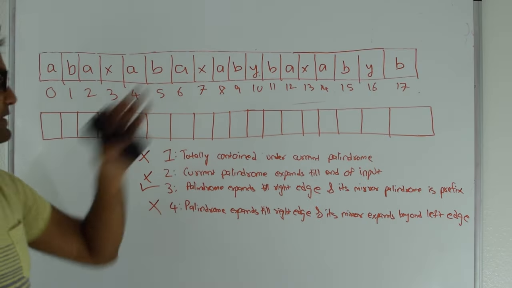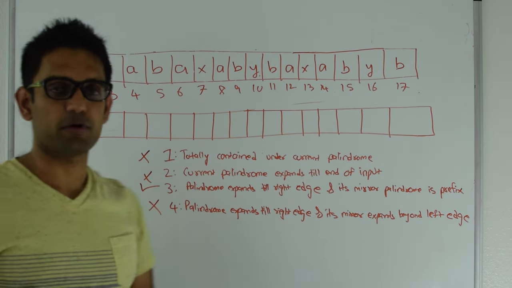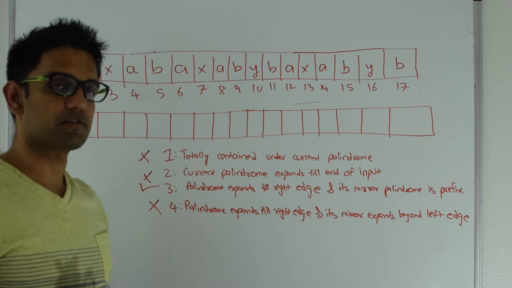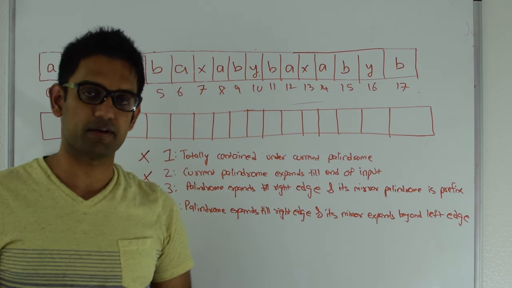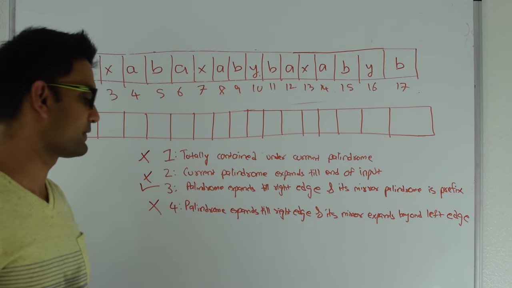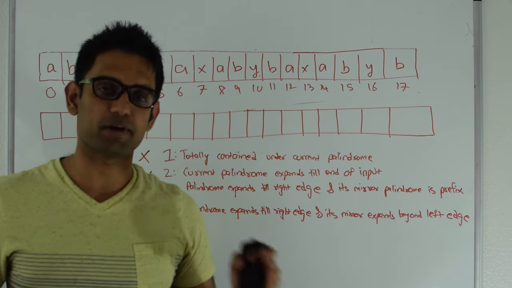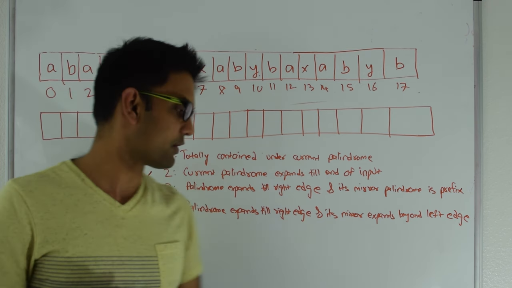Let's work through this example to clearly understand Manacher's algorithm. So we have 4 cases here. Case 1 is, do not pick a character as a new center if the palindrome under it is totally contained under the current palindrome. Case 2 is, if the current palindrome expands all the way till the end of the input, there is no reason to proceed and we should break out of the while loop.